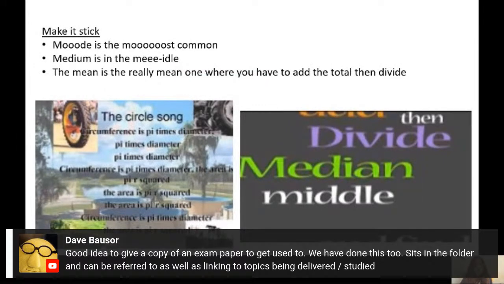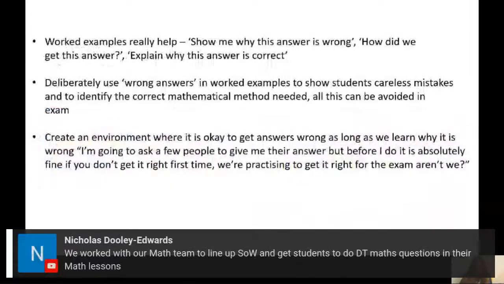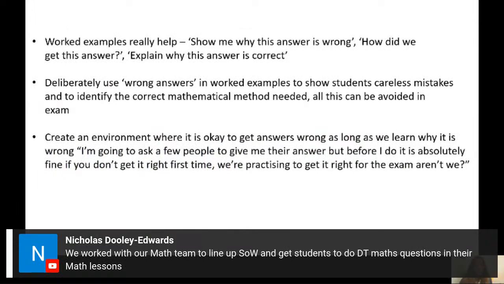There's just a few strategies here that I use to make things stick. So when teaching about the mode, I teach: the mode is the most common, the mode is the most common, and then median is in the middle. Things like that. I've put a couple of videos there, but I don't think I'm going to have time to play them. But again, if you want any of our maths stuff, then I'm happy to send these links to you.